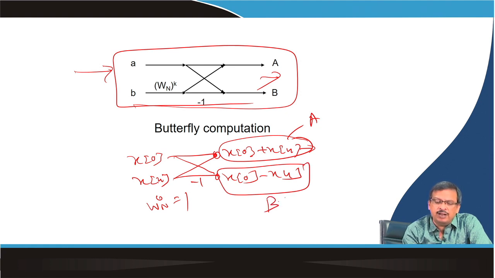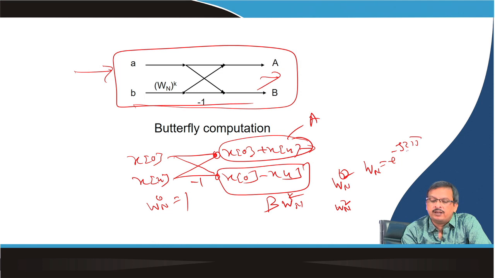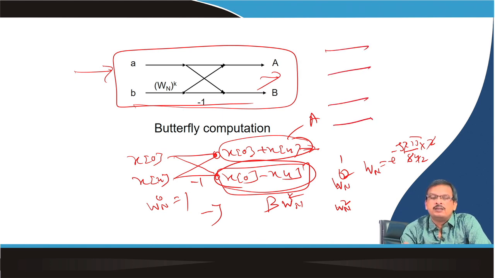Now, B will be multiplied with W n k again. In the next stage, in case of 4 point, it is W n square or 1, 0 or W n to the power square. So, there are 2 indices, 0 and square. I know the value of W n, W n is equal to e to the power minus j 2 pi by n, here n is equal to 4, so 2 pi by 4. In this case it will be 1, but in this case it will multiply by 2. So, it is pi by 2, which is minus j. Then this portion will be multiplied with minus j and this portion will be A, and stored, and propagated for the next stage.